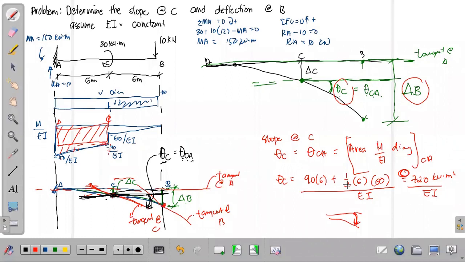So for the slope at C, ito na yung magiging value natin. 720 over EI. So pagka may value kayo ng EI, substitute yung value ng EI. However, you have to make sure na yung unit ng value ng EI ninyo is the same with the unit above. Okay? So the slope or the rotation at C is in radian. Wala tayong unit dyan. In radian yung magiging unit natin. Okay? So for the deflection at B, paano naman yung deflection at B natin? Paano yung magiging deflection at B natin?